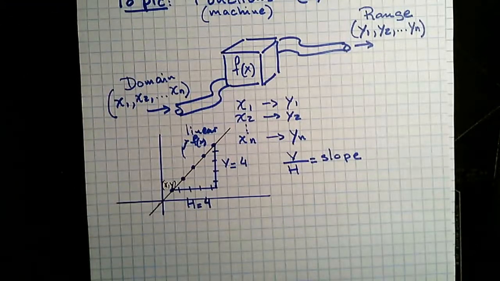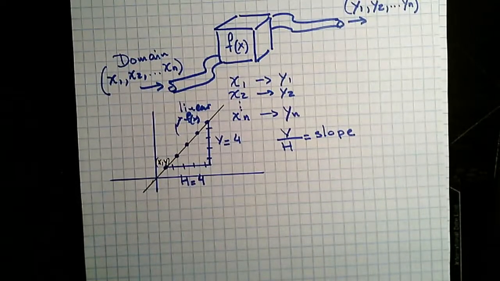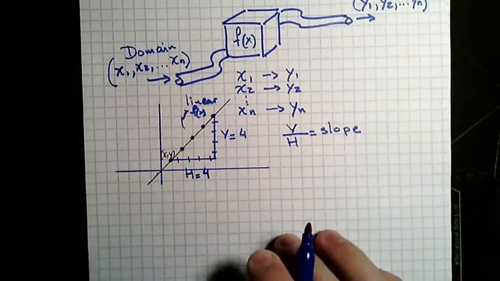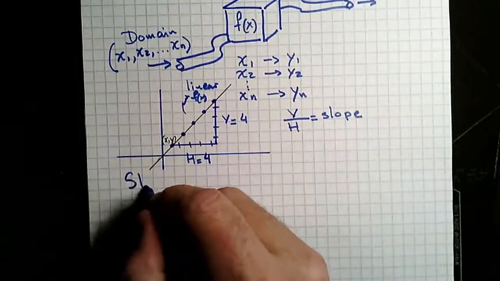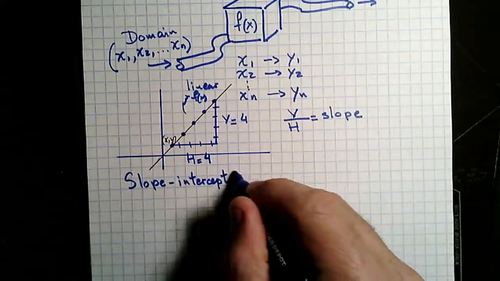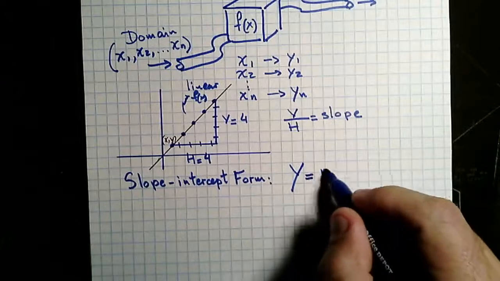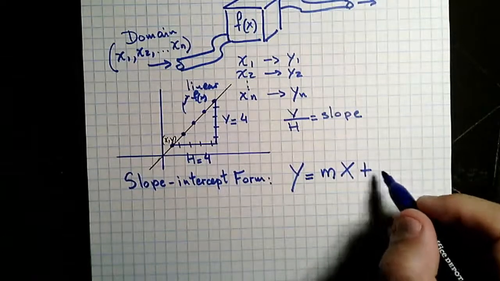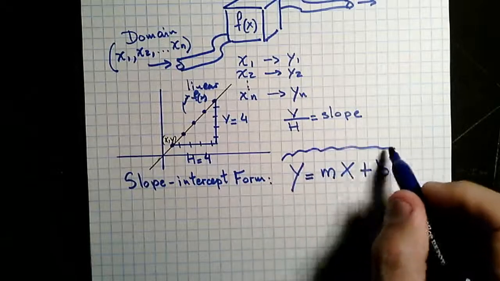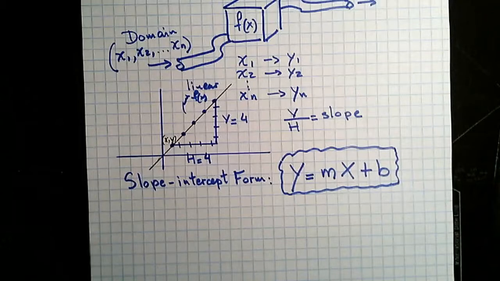In this situation, for this particular line, we know that there is one particular equation. The equation is called the slope intercept form. I am going to write here the slope intercept form, which is y equal to mx plus b.